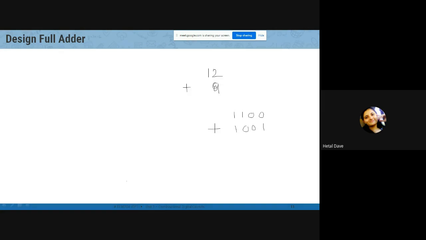Actually, if I want to explain it, I need to change. Let's say 13 plus 9. So 1, 1, 0, 1, 1, 0, 0, 1. So let's start addition. So obviously, one half adder will be there.